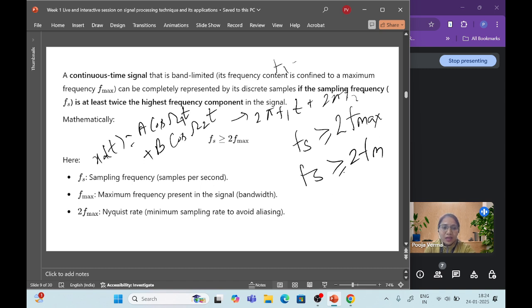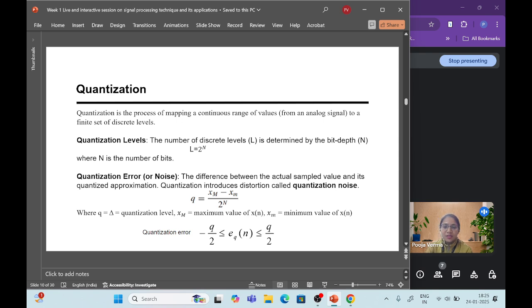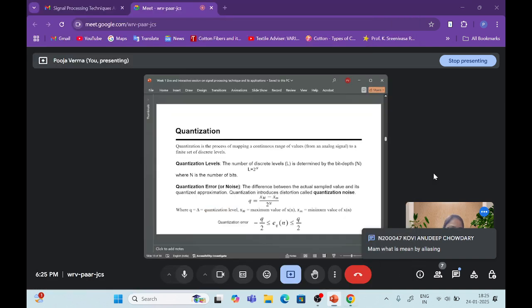2fm is the Nyquist rate, the minimum sampling rate to avoid aliasing. Okay, if fs is less than 2fm, then there is an aliasing condition. We cannot recover the signal at the output end. So fs must be greater than or equal to 2fm. Okay. Now the next one is quantization. So quantization, what is meant by aliasing?